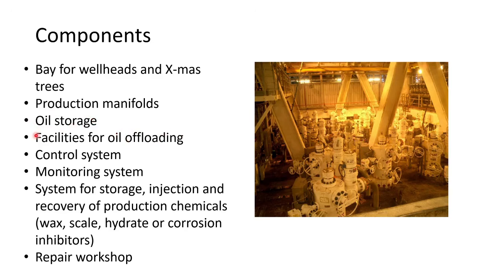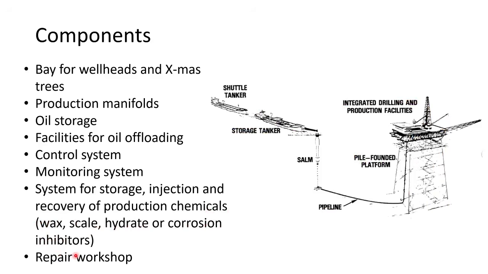There are sometimes on the offshore structure facilities for oil storage and oil offloading. If it's oil, you have to send it to a tanker, so you need a facility to transfer the oil to the tanker. Then control system, monitoring system, a system for storage, injection, and recovery of production chemicals, for example, a wax inhibitor, scale, hydrate, or corrosion inhibitor, and repair workshop.